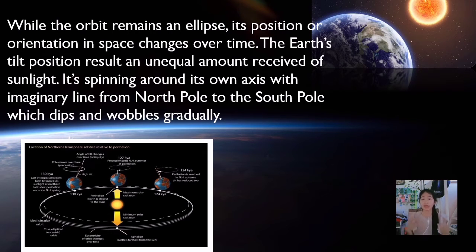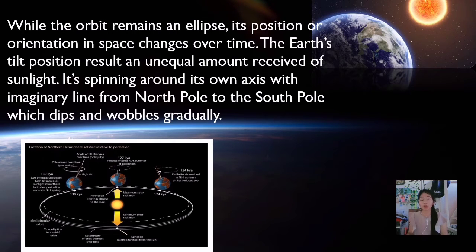So why is it unequal? While the Earth moves around the sun, actually guys, it is not straight up. The Earth is actually tilted. It leans as it moves around the sun. So, it is not straight up, and it causes an unequal amount of sunlight to be received.